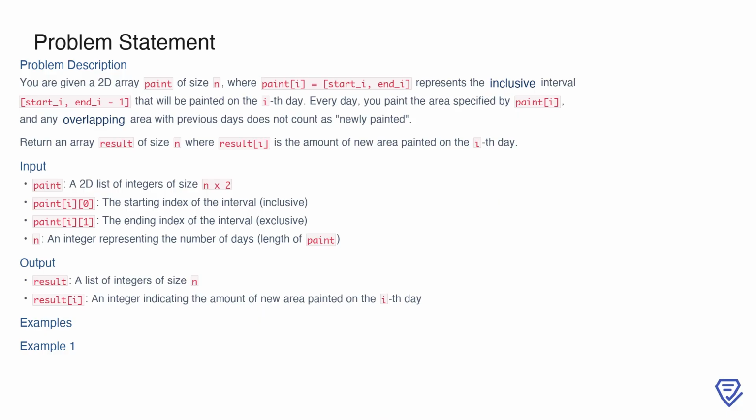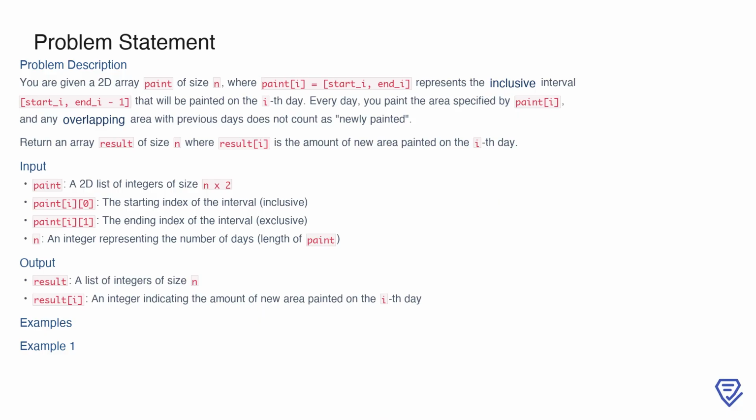The range is inclusive at the start and exclusive at the end, so the interval [start_i, end_i] means painting from start_i to end_i minus 1. The key detail here is that if an interval overlaps with areas that were already painted on previous days, that overlapping section should not be counted as newly painted for the current day.